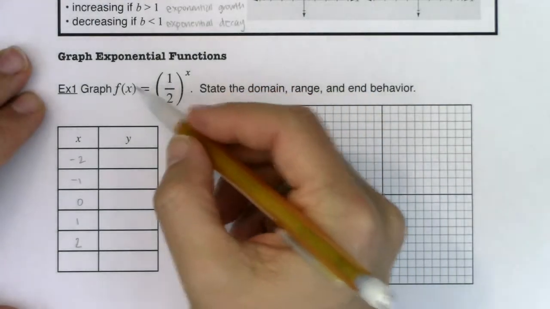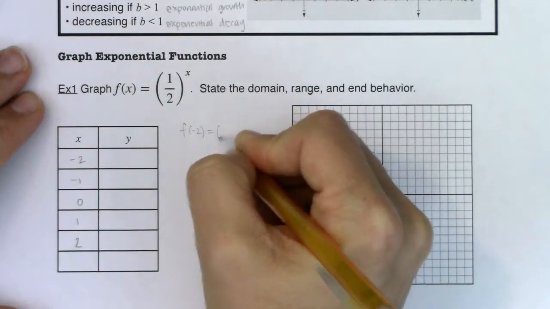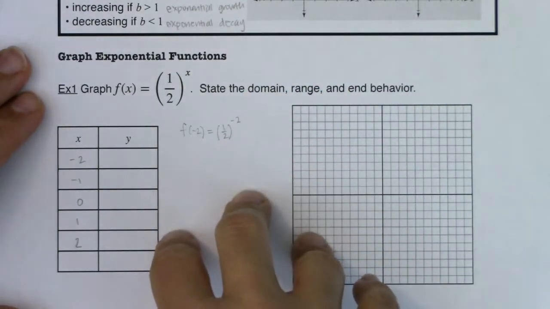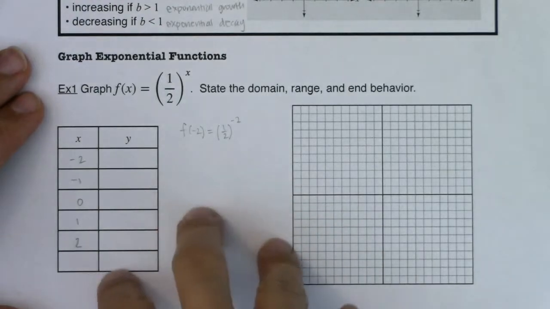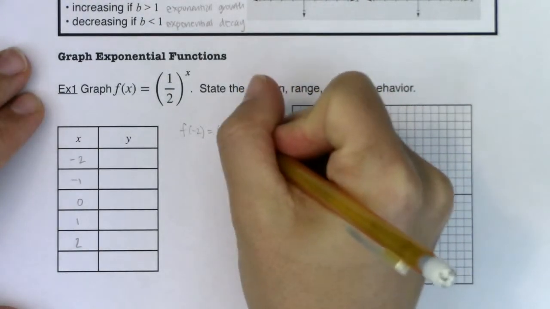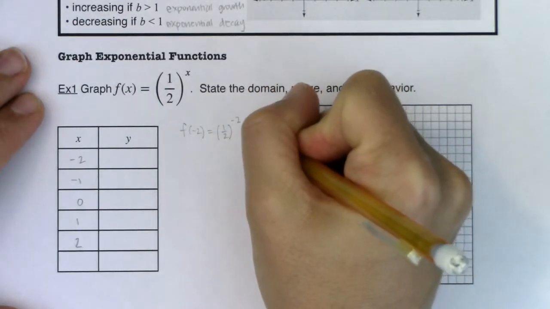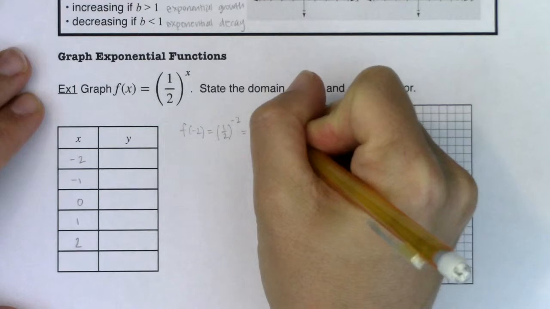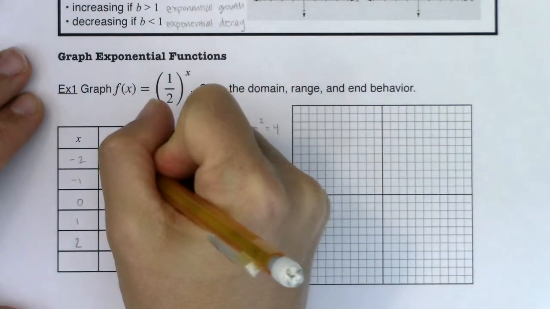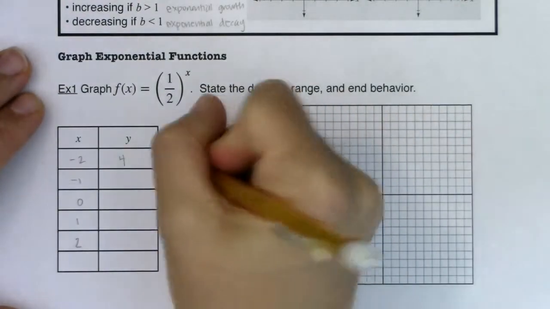All right, so I want to plug in negative 2. So let's try f of negative 2. That will be 1/2 to the negative 2 power. Now I'm going to do this by hand, but I want you to keep in mind you could also do this on your calculator. Whenever you see a negative exponent, that means take the reciprocal of this fraction. So the reciprocal of 1/2 is 2. Once I take that reciprocal, I lose the negative exponent. 2 squared is 4. So I have the ordered pair (negative 2, 4), and I'll graph that in a moment.